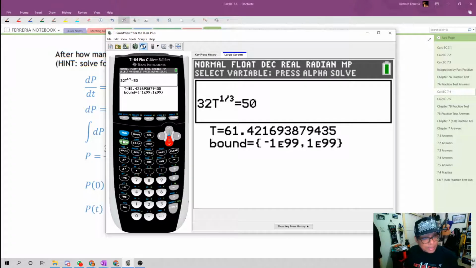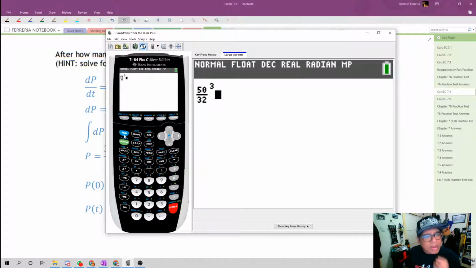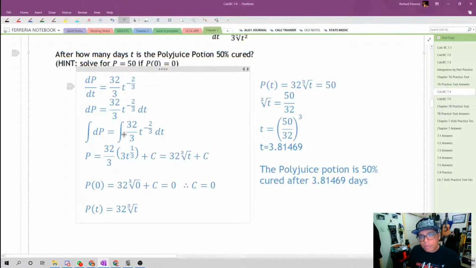And all we need is a guess for t, and any guess will probably work. Let's put a 15 here. Alpha enter. And I get 3.81469. And just to check here, if I calculate the cube of 50 over 32, that should give me this. Yeah, that gives me 3.814. So, looking pretty good. The Polyjuice potion is 50% cured after 3.81469 days.